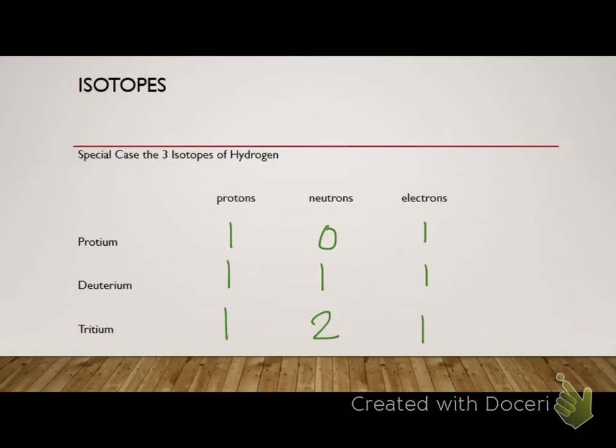This one is the most common, protium. But deuterium is also fairly common. We sometimes refer to that as heavy hydrogen. Or sometimes if you have water made with deuterium, they'll call it heavy water, and that's because it is slightly heavier with that one extra neutron.